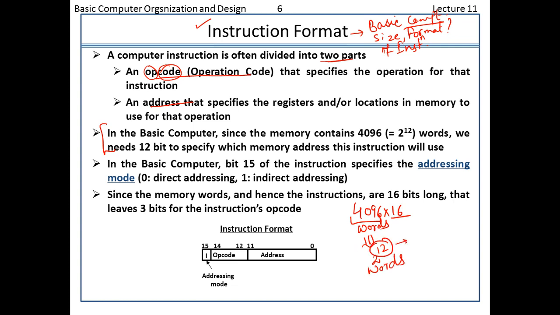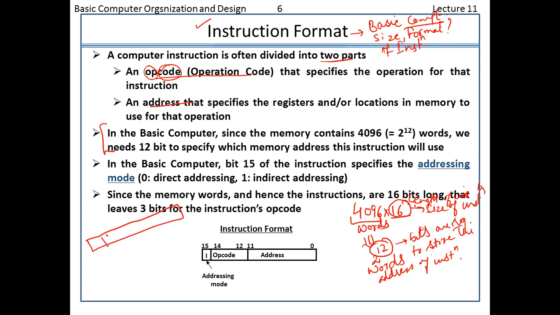It means that 12 bits are required to store the address of the instruction. And what is this 16? 16 is actually the size of the instruction, or you could say the length of the instruction. So how can this instruction of 16 bits help me in determining the various other components of the instruction?